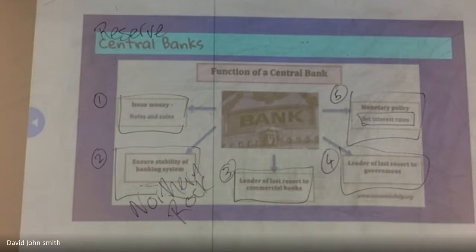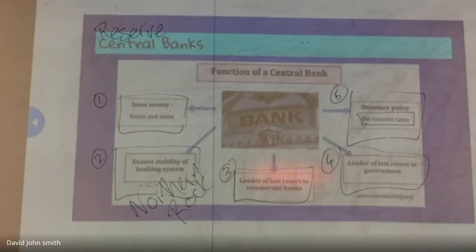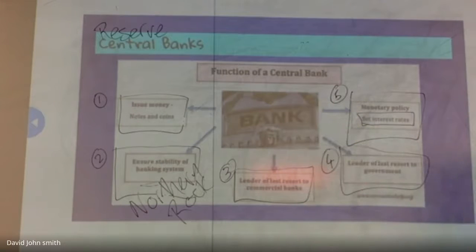So when you borrow money from the bank, you have to pay it back. You have to pay it back with interest. Well, part of the decision that the bank has with regards to setting that interest rate is they take their cue from the central bank. The central bank says we want interest rates to be higher. And so the commercial bank says, okay. Central bank says we want interest rates to be lower. So the commercial bank says, okay.